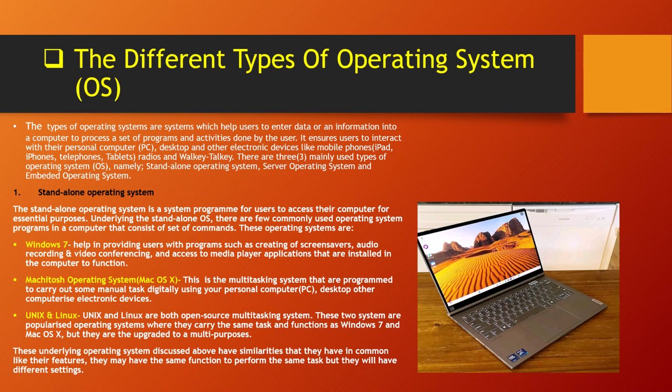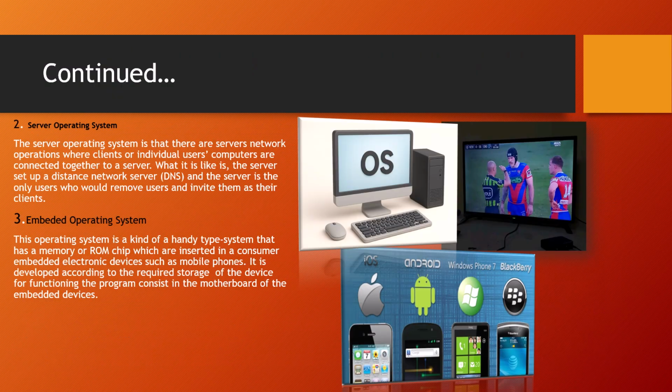The standalone operating system is the system program in the computer that helps users to access their computer for essential purposes. As you can see, Windows for example. A standalone computer is on the other side where you can just connect to Wi-Fi. Windows 7, Macintosh operating system, Unix and Linux operating systems perform the same task.